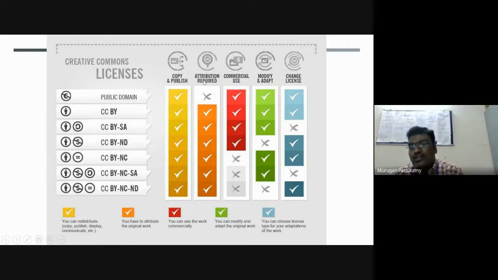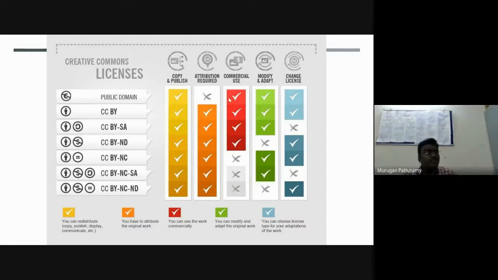Now, if you look at the criteria to understand the different types and nature of the licenses, just look at the first column, copy and publish. Copy and publish means whether you are allowed to copy the content and republish it or not. That is the meaning. Attribution record means whether we have to provide some citation for that particular paper or not. That is nothing but attribution record.